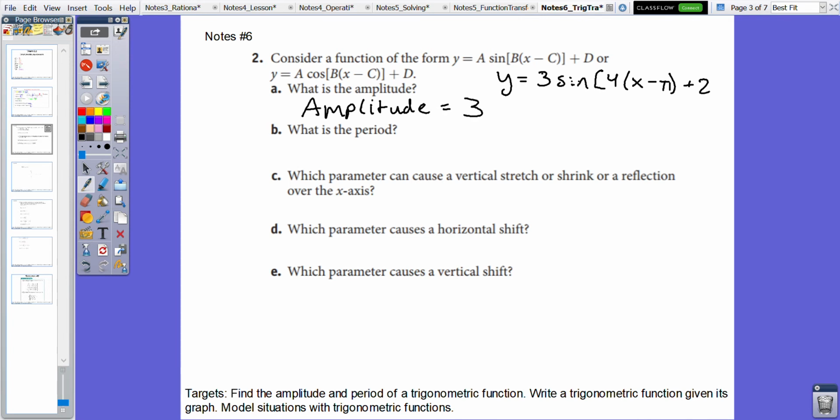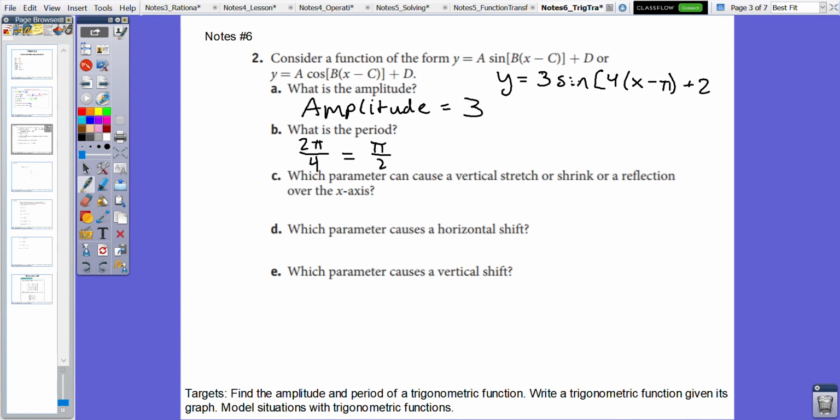Okay? The period, once again, we use this little formula, 2 pi divided by b, and in this case, b is going to be this 4, so 2 pi over 4, which we can simplify to become pi over 2, or half a pi. Okay? So that means that every time we go to the right or to the left, pi over 2, that pattern of up, down repeats over and over again.